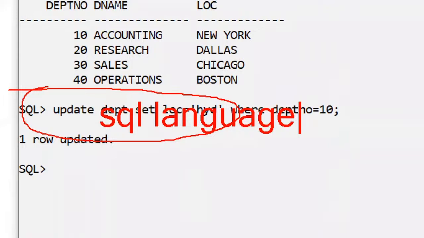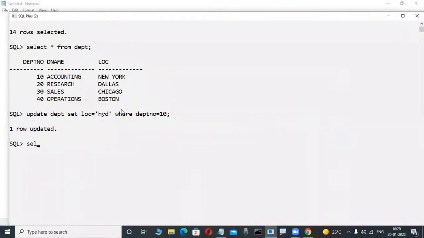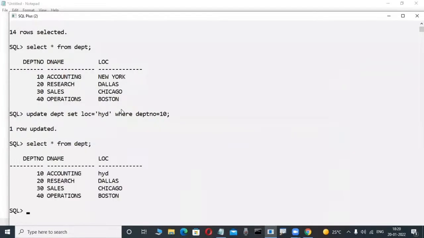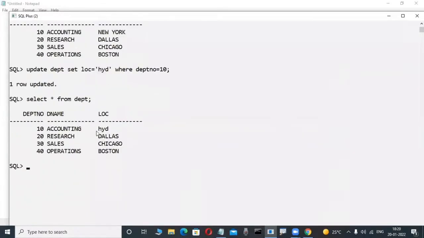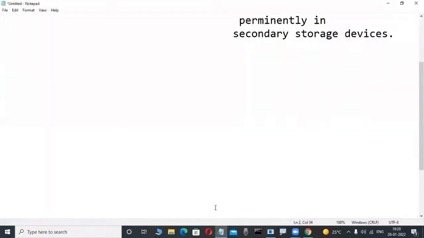Now, observe here. Once we write this type of coding, this is called the SQL language, then automatically your database is affected. Observe here. Yes, your database. In the previous case, New York was there, but in this case, Hyderabad is the location, or not? Yes. That's why always observe here.